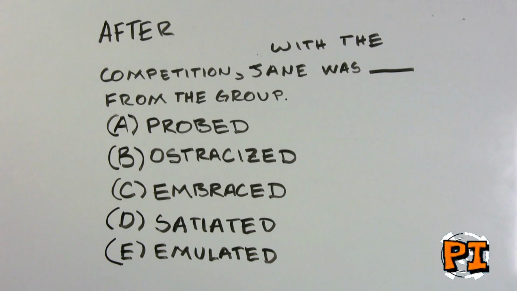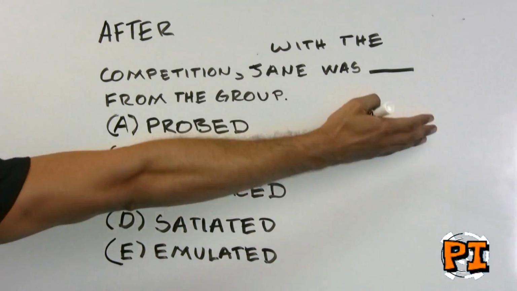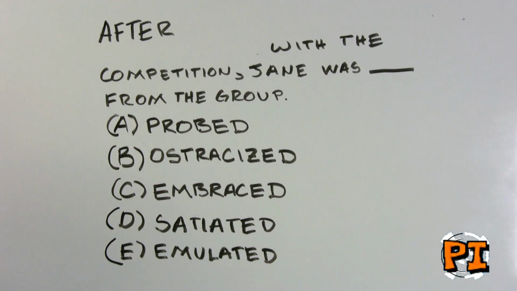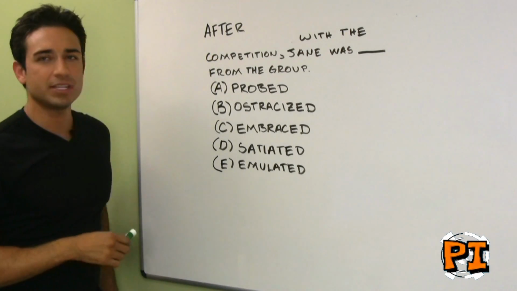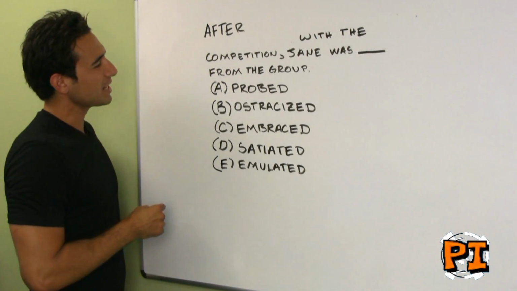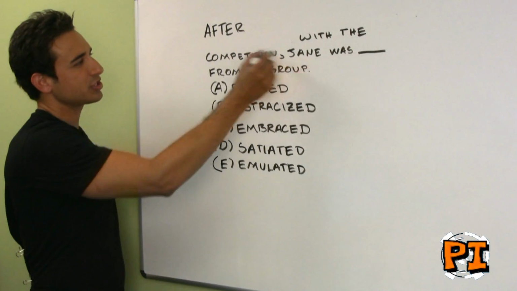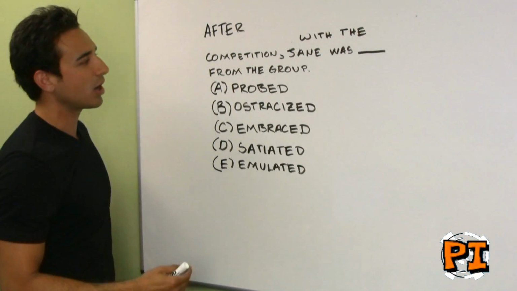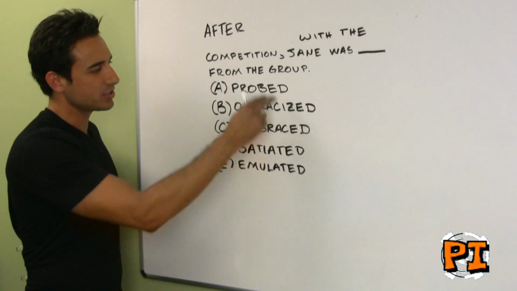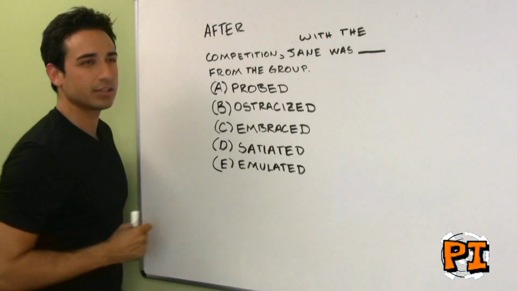So, for this question in particular, what do we know? Well, we know the sentence itself is about Jane. Jane was something from the group. Now, Jane had something to do with the competition. If we don't know what Jane's relationship is to the competition, we're going to have a hard time figuring out which of these answer choices fits into the blank.